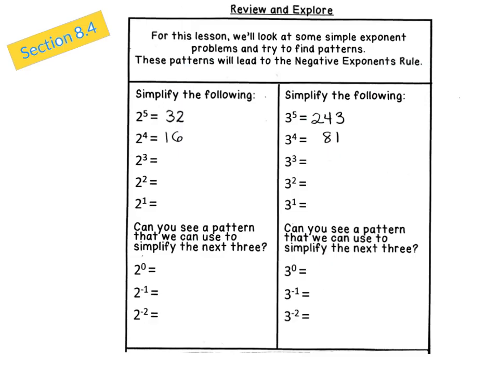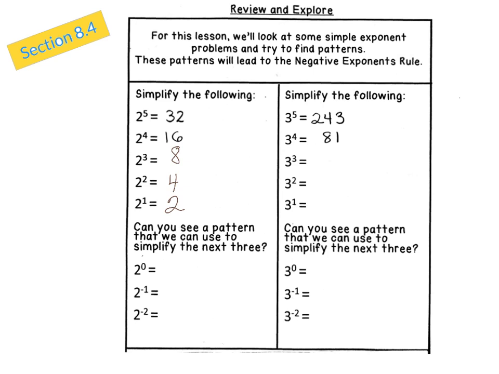So again, section 8.4 is about 0 and negative exponents, and to understand these rules, I just always like looking at patterns. It helps us remember it and understand why the rule is the way that it is. So here I just went ahead and started: 2 to the 5th is 32, 2 to the 4th is 16, 2 to the 3rd would be 8, 2 to the 2nd is 4, and 2 to the 1st is 2.